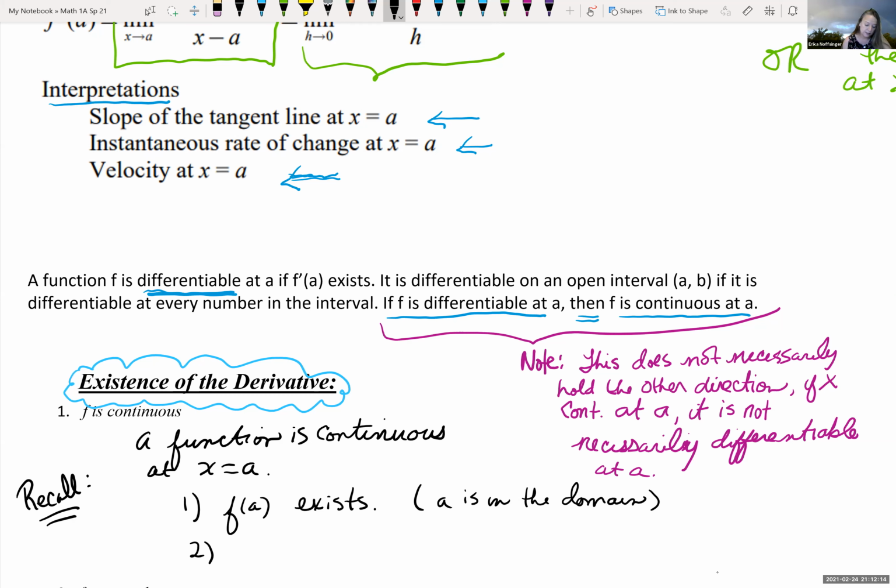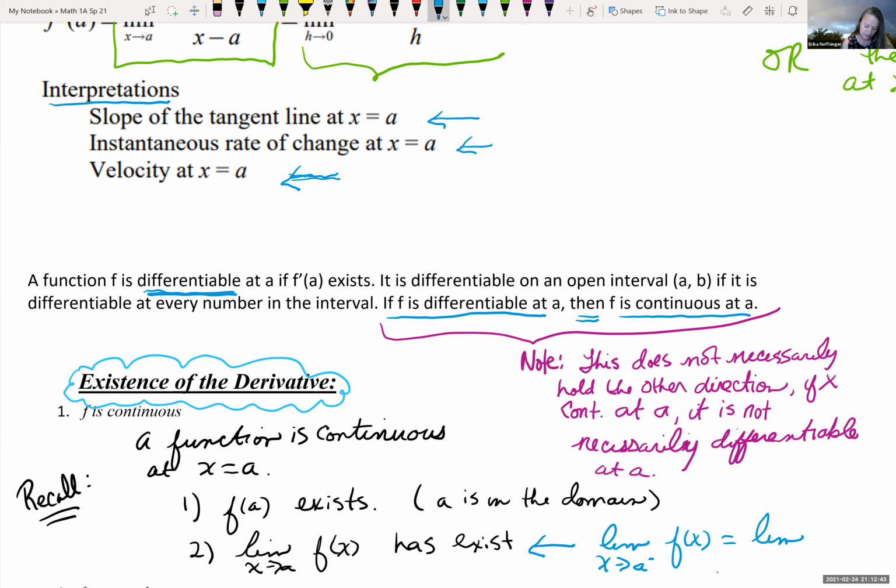The other thing that had to hold was a limit exists. So the limit as x approaches a of our function f of x has to exist. Recall, for a limit to exist, the limit as x approaches a on the left-hand side of f of x had to be the same value as approaching it on the right-hand side of x equals a. And it was going towards one y value. It wasn't shooting off to infinity or negative infinity.